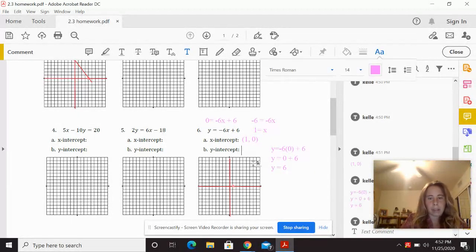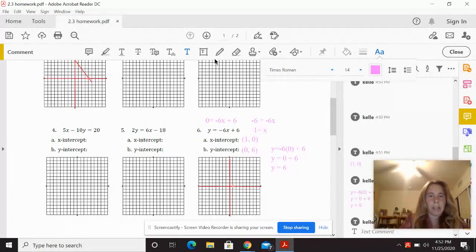Right, so your y-intercept, please don't write 6, 0. That's not correct. That means x equals 6 and y equals 0. That's not what's true here. Make sure you write them in the correct order. It matters. So x is 0, y is 6. X is 0, y is 6.